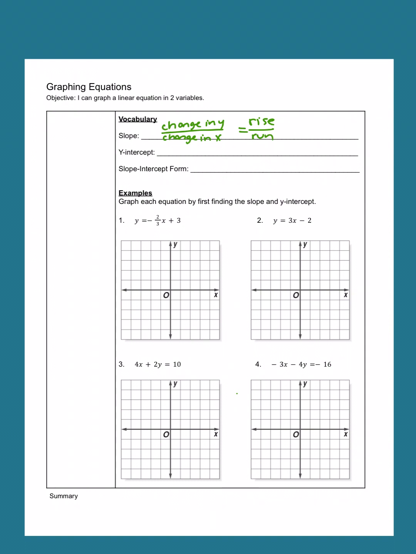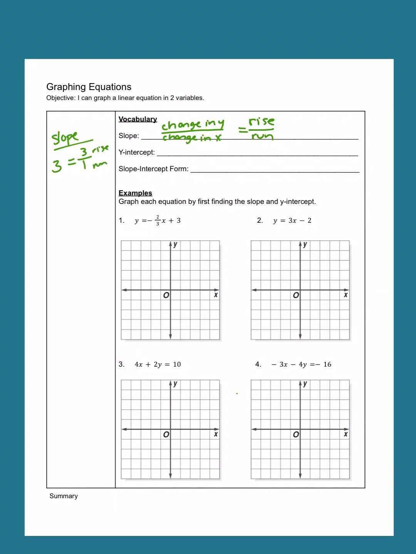So how much is it going up or down is your rise. And then how much is it moving left or right? That's your run. So slope should be a fraction. If slope is a whole number, for example, we have a slope of 3, we would write that as 3 over 1. So our rise would be 3, and our run would be 1.